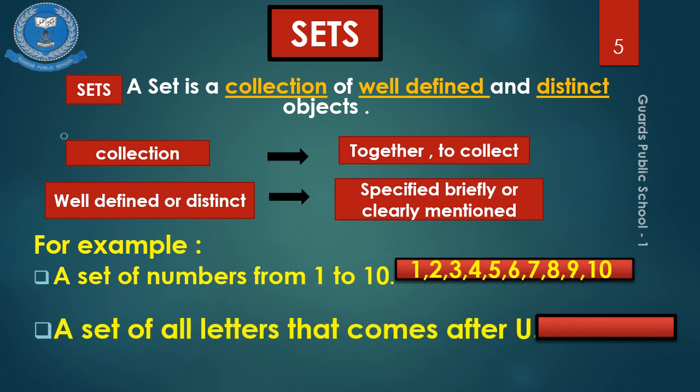A set of all letters that come after U. Now here it is also clearly mentioned what you have to write: letters that come after U, and that is V, W, X, Y and Z. Here it is also clearly mentioned that the letters after U are V, W, X, Y and Z. So how can we sum up? Collection of well-defined and distinct objects is called a set.